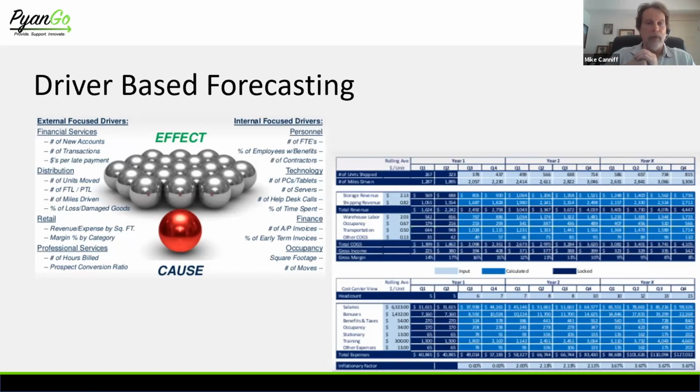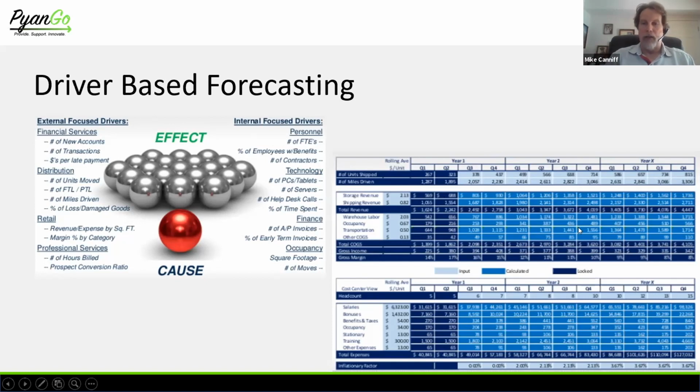What's the right mix of that? And I can take then a lot of this data, all of these silver balls, if you will, I'm sorry, these would be the red balls, right? The cause based upon these numbers, what's the effect? How is that going to impact my expenses?